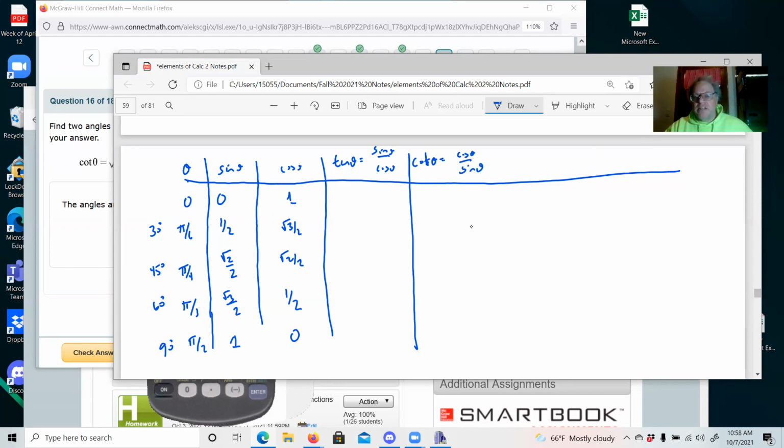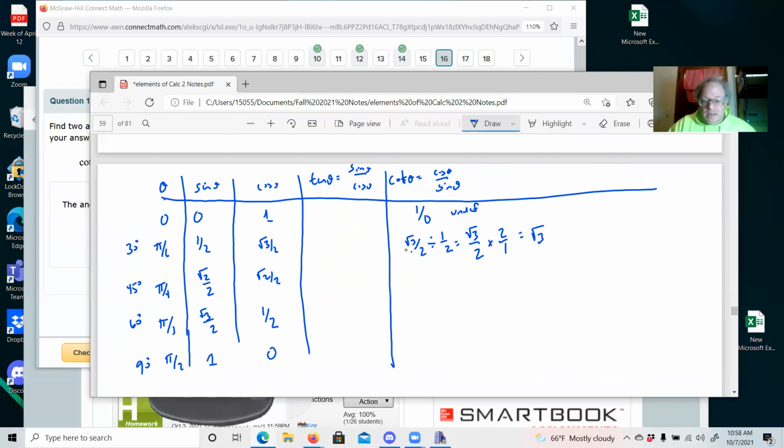Okay, so what we're going to do is write down the cosine over sine. So this is going to be 1 over 0. This is undefined here. Okay, this is going to be square root of 3 over 2 divided by 1/2. How do we do division like this? This is square root of 3 over 2 times 2 over 1. So this is square root of 3. I think we found it. Okay, do we need to do more? No, but let's go ahead and just finish this. This is square root of 2 over 2 divided by square root of 2 over 2. This is 1, so cotangent of 45 degrees is 1.